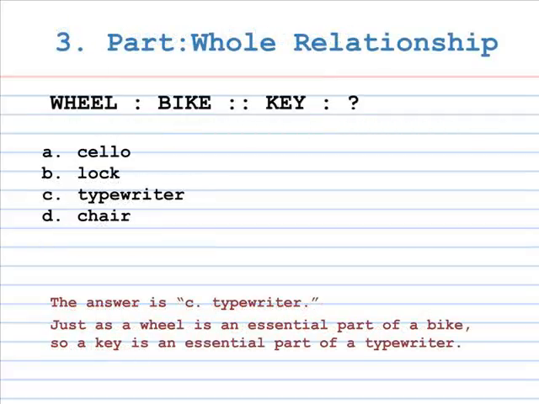3. Part is to whole. Wheel is to bike as key is to: A, cello; B, lock; C, typewriter; D, chair. The answer is C, typewriter. Just as a wheel is an essential part of a bike, so a key is an essential part of a typewriter. Note that a lock may have a key, but the key isn't a part of the lock. Further, there are locks, such as combination locks, that don't even have keys.